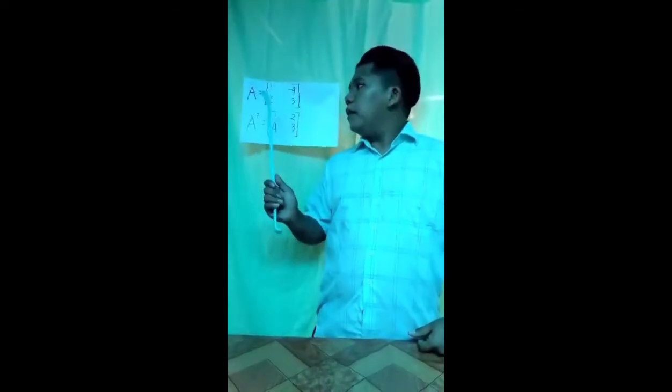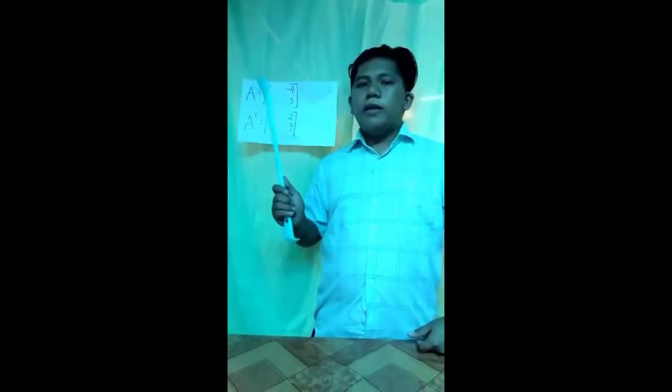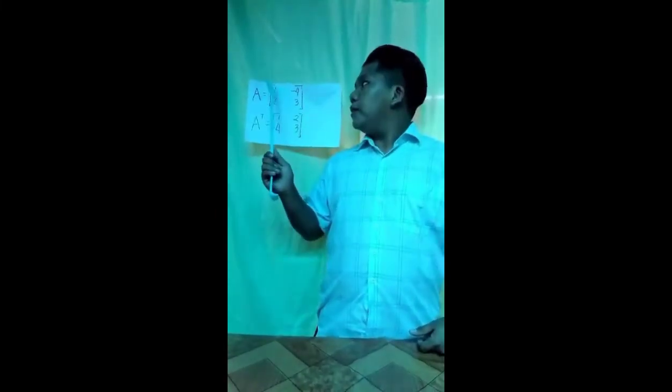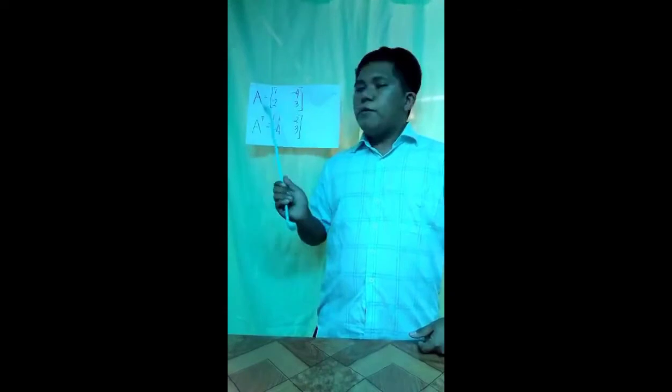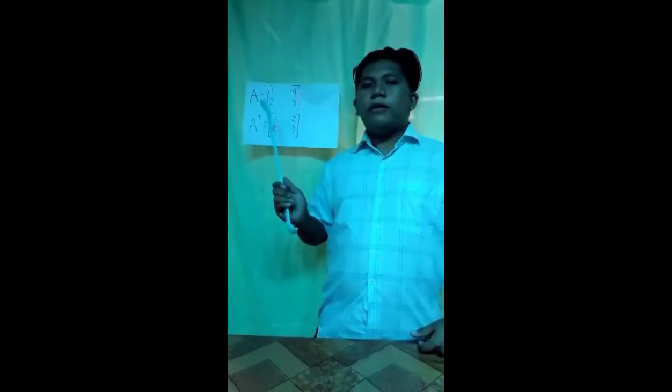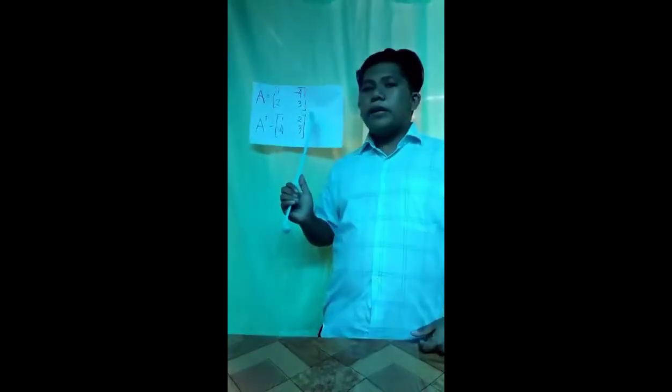This is an example of transpose. We have a matrix A. It has 2 rows and 2 columns. If you transpose matrix A, this would be the answer. The first row of matrix A would be the first column of the transpose matrix. The second row of matrix A would be the second column of the transpose matrix.